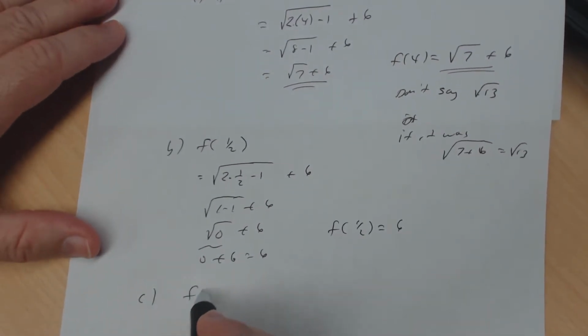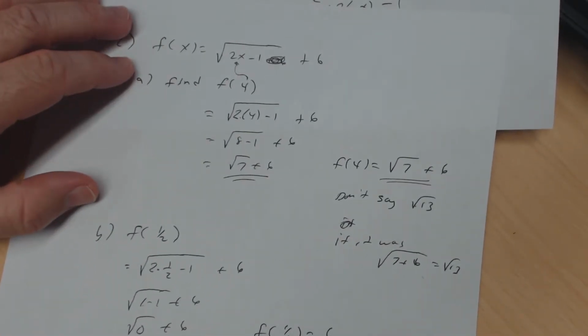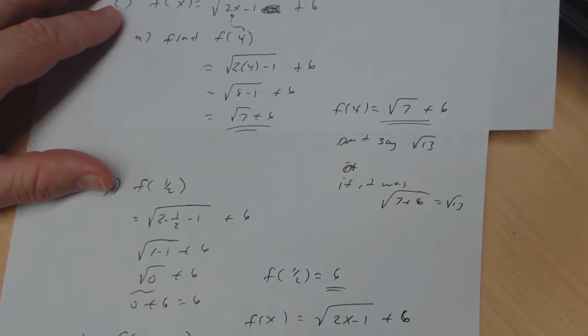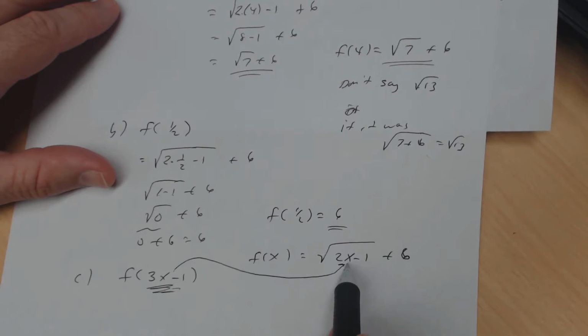C, suppose you had f of, let's say, 3x minus 1. F of 3x minus 1. Now I'm going to go back and rewrite this. So remember, f of x is this. So that would be the answer for that one, by the way. F of 1/2 equals 6. So f of x, remember, is the square root of 2x minus 1 plus 6. So where we see the variable x, I'm going to plug in. Now you got to think about this. I'm going to plug in this thing right here because that takes the place of x. I'm going to plug that into here where we see the variable x. I only see it once here.